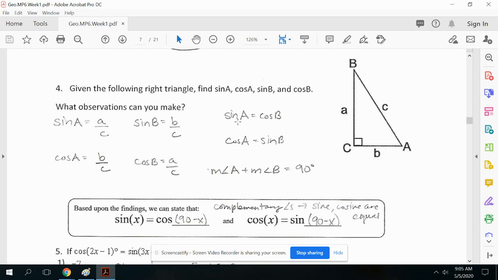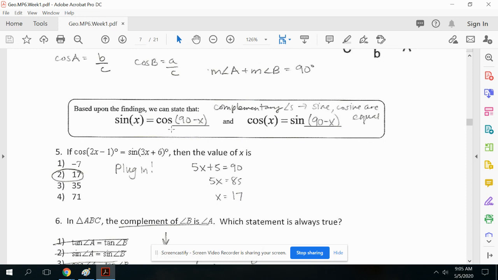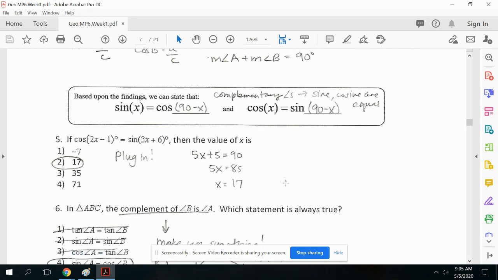So the only way that sine and cosine are going to be equal is not that the angles are equal, but the angles left over add up to 90. So we can write this finding down here. I know that sine is equal to cosine as long as they're complementary. So whatever this angle is, I subtract it from 90, and that would be cosine's value for the angle. And same thing with cosine and sine.